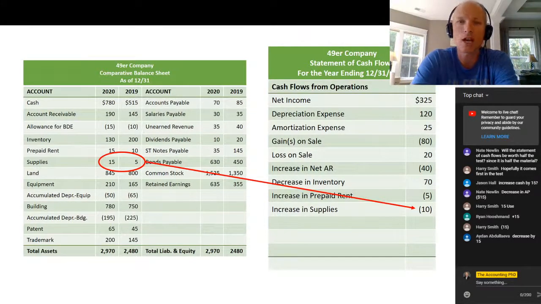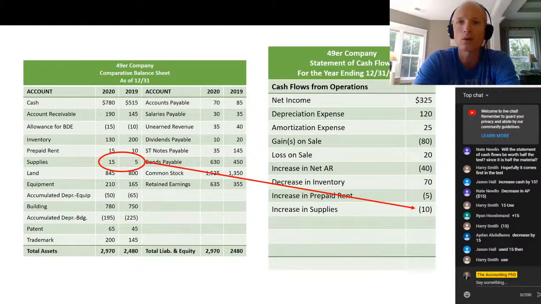Just go ahead in the chat, or I'll count to 3 and you answer out loud or put it in the chat. On the count of 3, say source or use. I've paid down my payables. 1, 2, 3. All right, so Harry says use. Jason says use. And you're right, that is a use of cash.